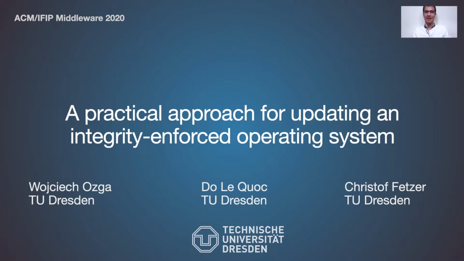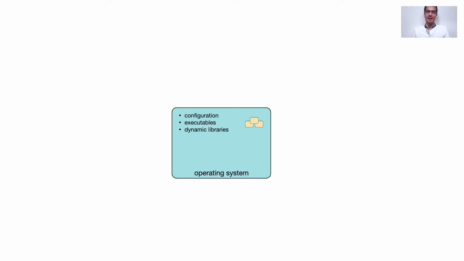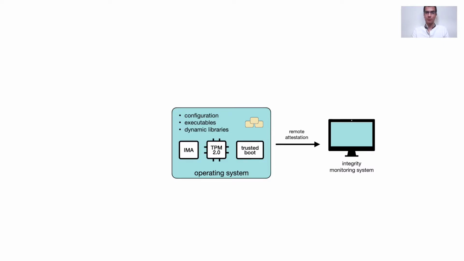Good afternoon. Today I will present our work on enabling software updates of integrity-enforced operating systems. Integrity enforcement is a mechanism that ensures that the operating system executes expected software in the expected configuration. Monitoring systems verify the integrity of operating systems by leveraging trusted computing techniques. Unfortunately, software updates change operating systems' integrity, causing monitoring systems to report integrity violations, and that makes the monitoring impractical.